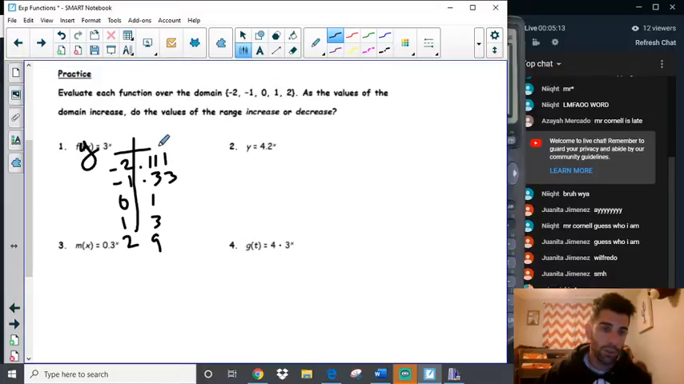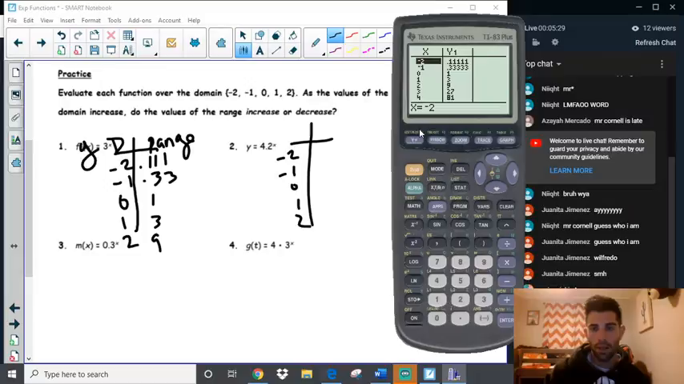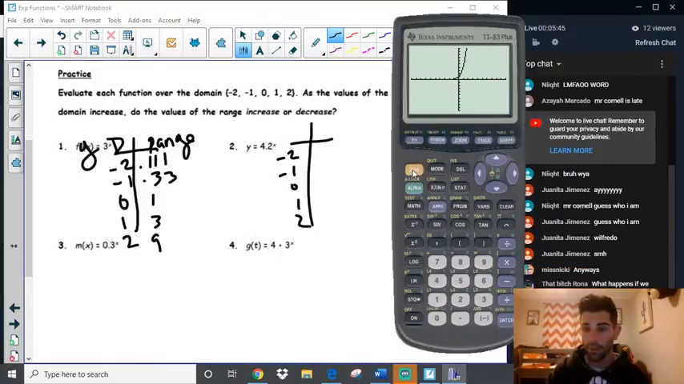They're asking me to evaluate or to find the range when the domain is -2, -1, 0, 1, 2. So for this one here, same thing, -2, -1, 0, 1, 2. Go over to my calculator. I'll go to my y equals, and I'll put now 4.2 to the x power, graph. Very similar to the last one.